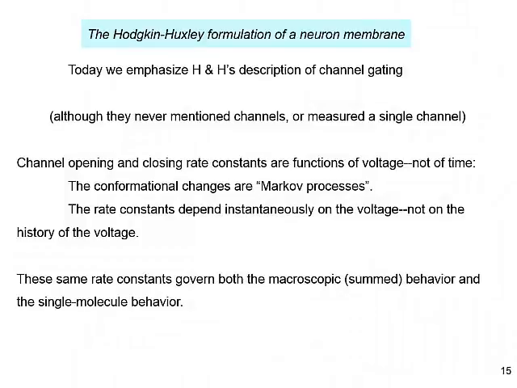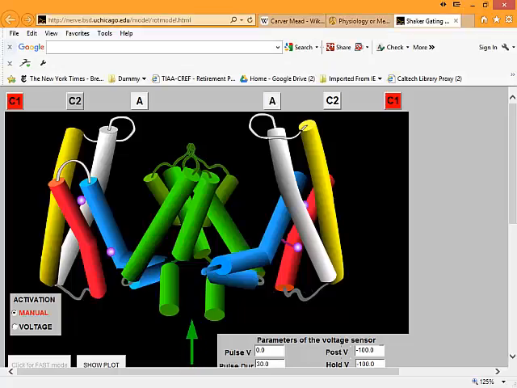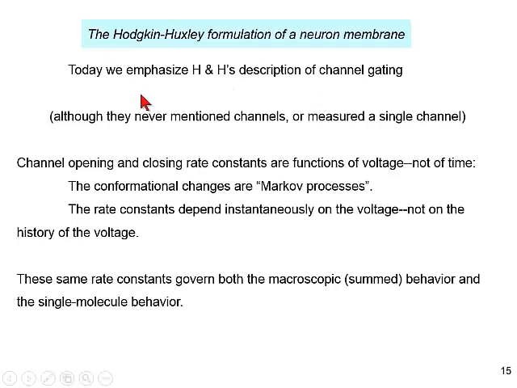Okay, so we are going to talk about the so-called Hodgkin-Huxley formulation of a neuron membrane. Hodgkin and Huxley made this formulation in the early 50s, and they emphasized the gating of channels. But actually, they never mentioned channels, nor did they ever measure a single channel. If you've been following the lecture, you know that single channels were not measured routinely until the 80s. And so Hodgkin and Huxley talked about macroscopic properties, permeability of membrane, which we now know is the sum of all of these little conductors in parallel. And Hodgkin and Huxley measured these macroscopic properties as functions of voltage, not of time. And so the conformational changes that I'm going to show you today in individual proteins, microscopic conformational changes that underlie the macroscopic properties, are Markov processes.